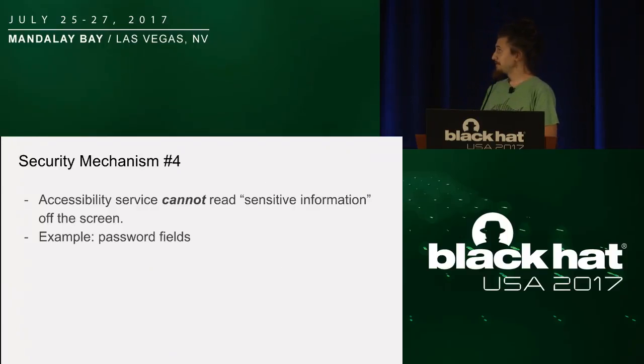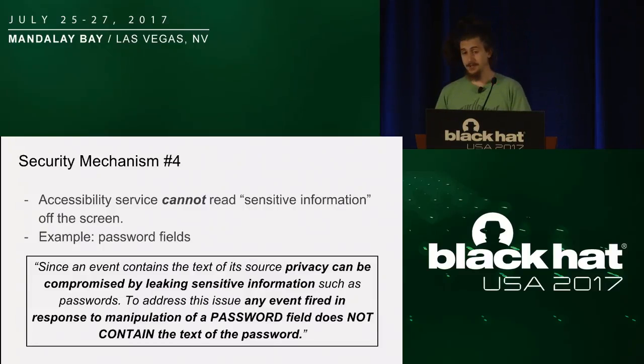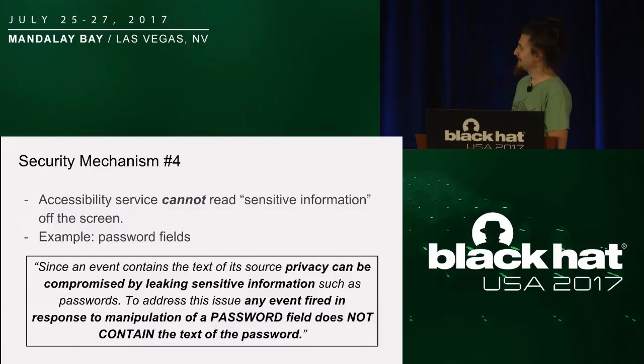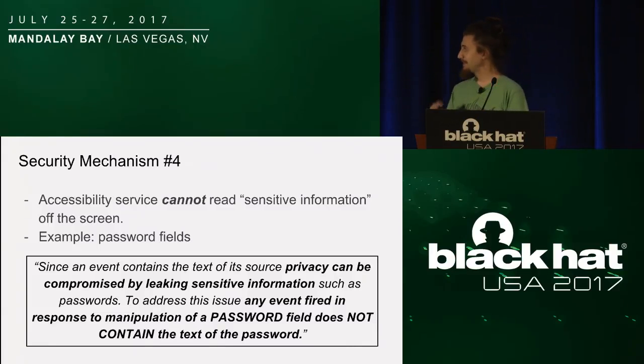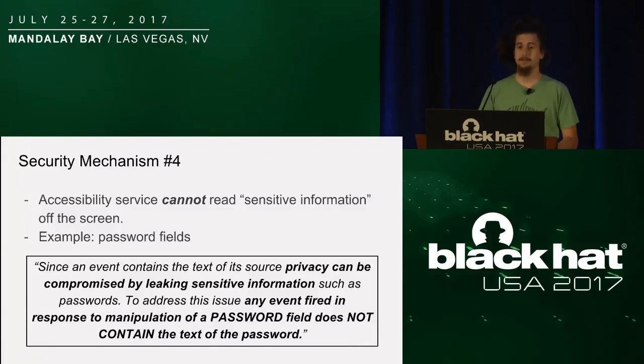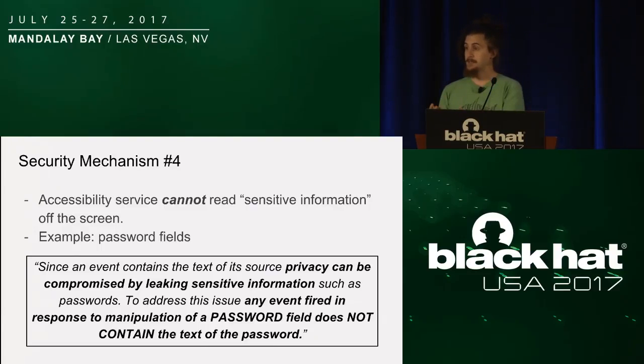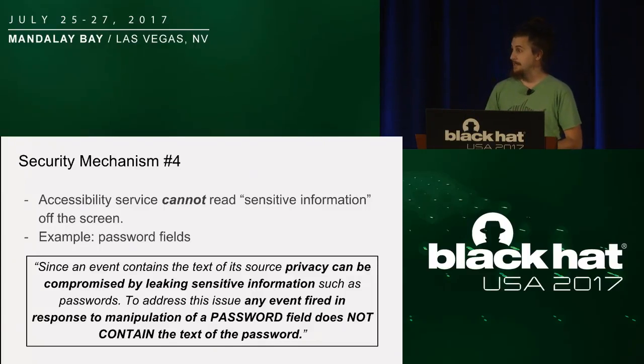The last security mechanism that is in place is that accessibility service cannot read sensitive information, for example, passwords. And if you check from the documentation, what was written is that basically since privacy can be compromised by leaking sensitive information, the password is not exposed to accessibility services. And in fact, if you take a password widget and you do a getText method, you're going to get an empty string. You're not going to get anything.